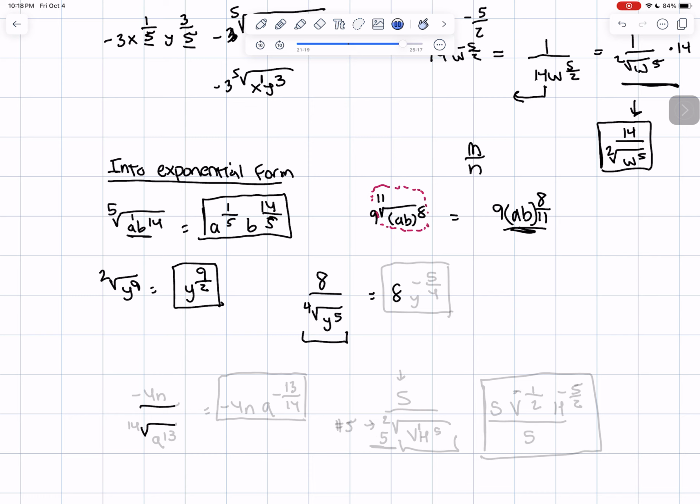Now we're going to evaluate the bottom. Well, if it's on the bottom in a fraction form, what does that mean? That means my exponent is going to be negative. So then I write that as y. Okay, what's my m? What's my n? My m is 5. My n is 4. And then I have to write it negative.